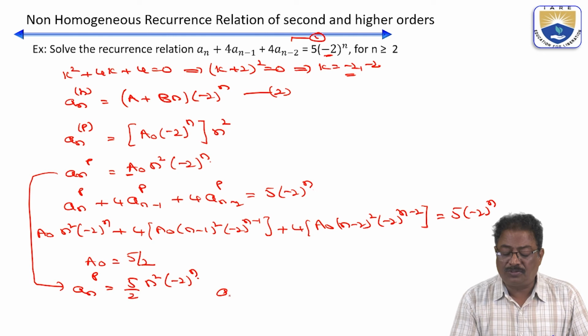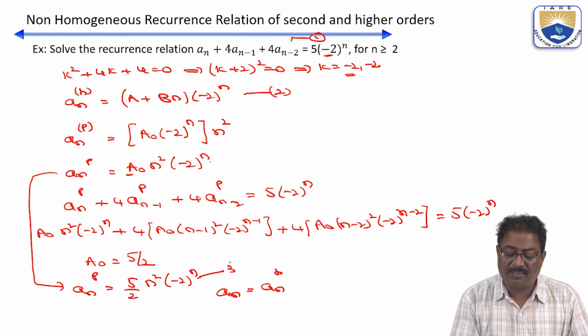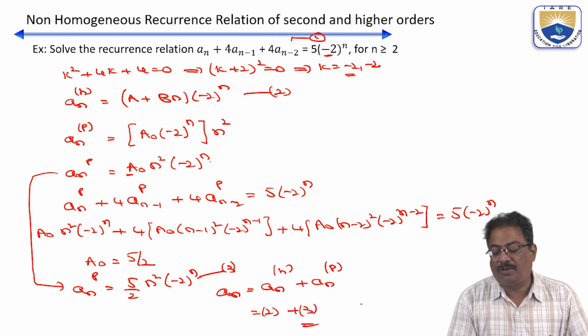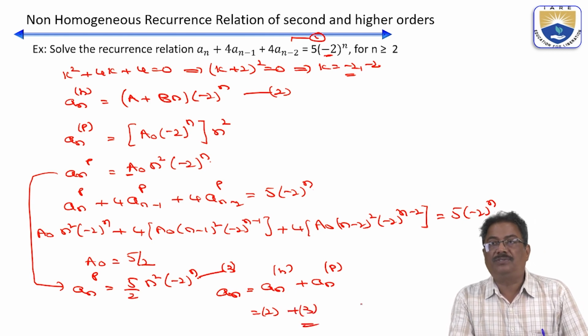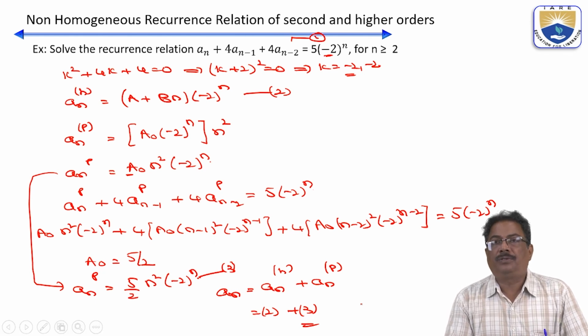Then the complete solution, that is a_n = a_n^(h) + a_n^(p). Let us call this 3. So this is nothing but equation 2 plus equation 3. Then we are going to get the final solution for this. So with this, we are going to conclude this.